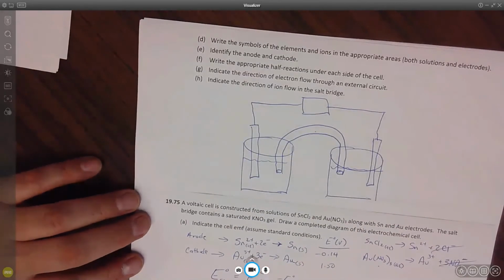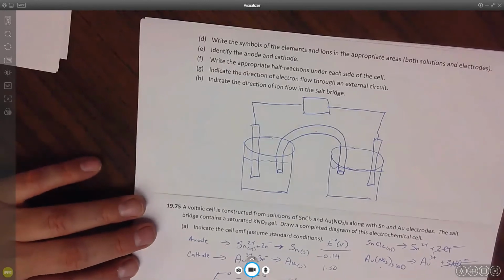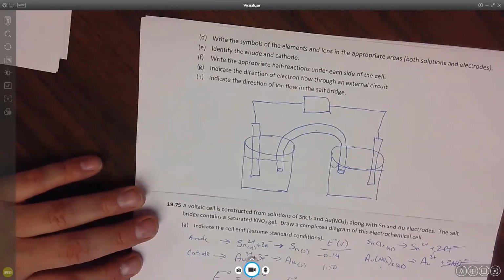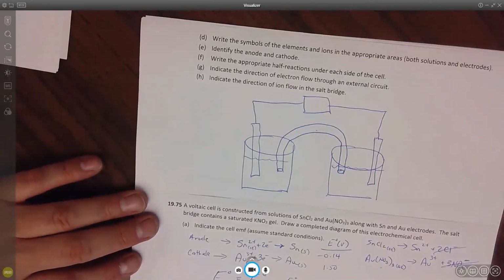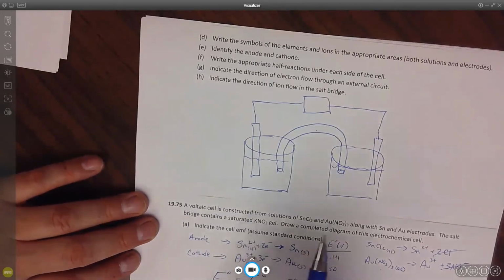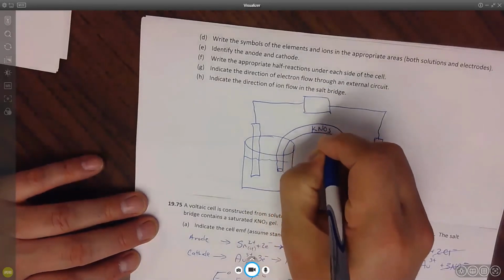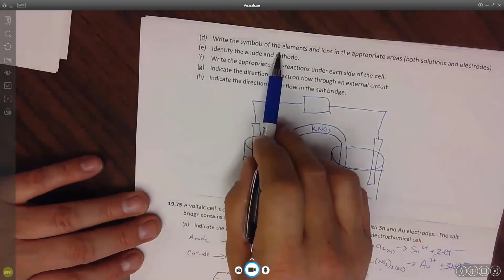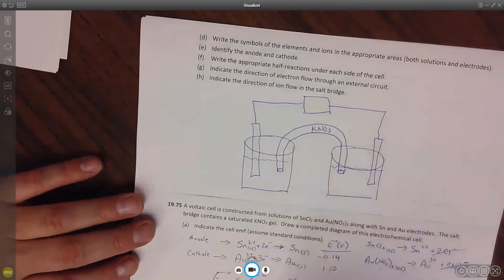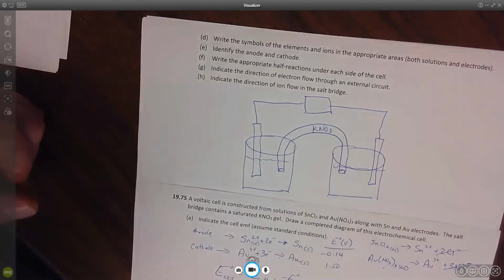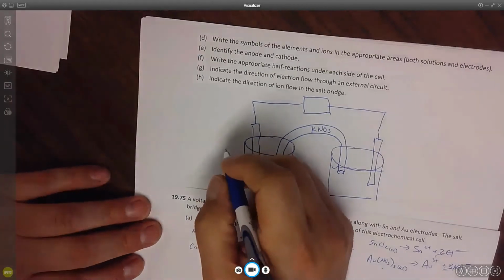And what is in the salt bridge? The potassium nitrate, KNO3. Okay, so it says, write the symbols of the elements and ions in appropriate places. Now, again, I strongly encourage you to draw it the same way every time, and to do it in alphabetical order. That way nothing gets messed up.